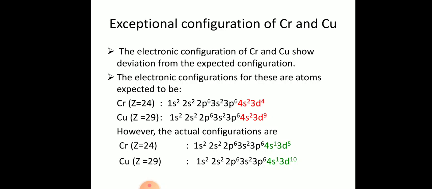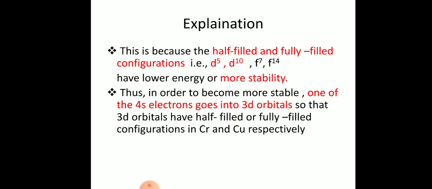Now the explanation for why the actual configuration for chromium and copper is like this: the half filled and fully filled configurations, that is d5 and d10, or in case of f orbital, f7 or f14, have lower energy and are more stable. So while writing the electronic configuration, we will also keep in mind the stability of the electronic configuration.